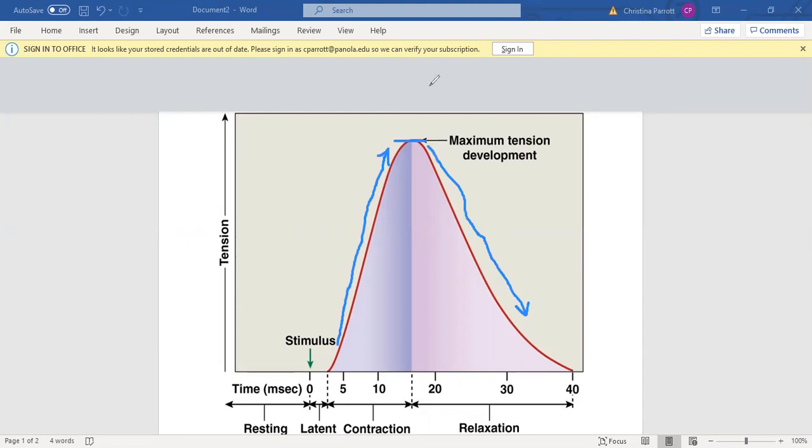Okay, so in this, you need to be able to identify each of these different periods or phases. All right, I'm trying to get my pen back. There we go.